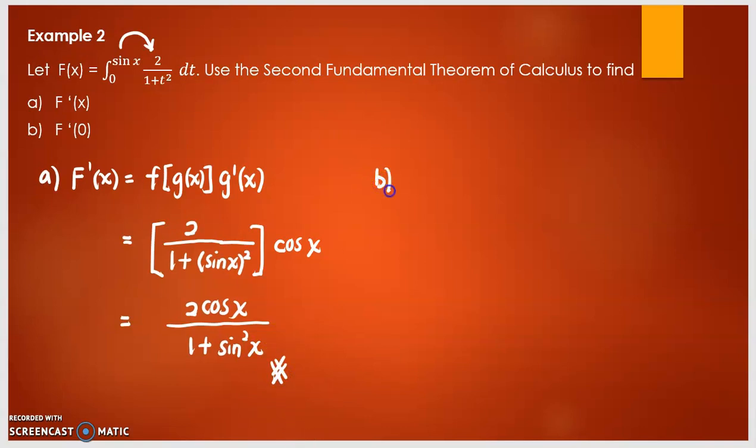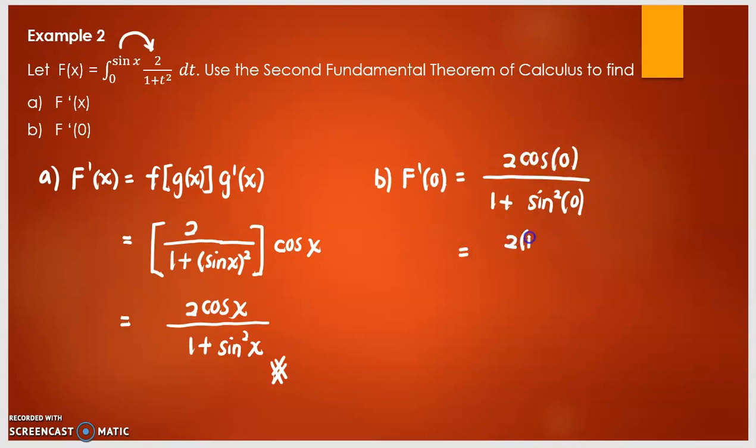Then B, F'(0) means that I need to substitute the value of 0. So here we should have 2 cos 0 over 1 plus sine squared 0. As we all know, cos 0 is 1. So 2 times 1 over 1 plus sine 0, which is 0, so here is 0 squared. So 2 over 1, and the answer is equal to 2.